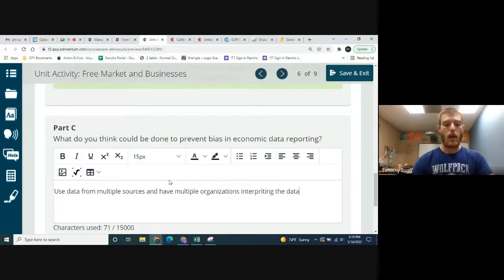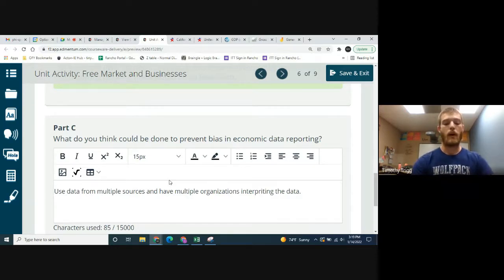We could also say the people that are organizing the data, some of them should be from different political parties. So in the US, the two main political parties are the Democrats and the Republicans. For cases like this, it might be a good idea to have some Democrats and some Republicans both part of the same team when it comes to reporting this data. That way they don't try to skew it one way or make it look one way and not another.